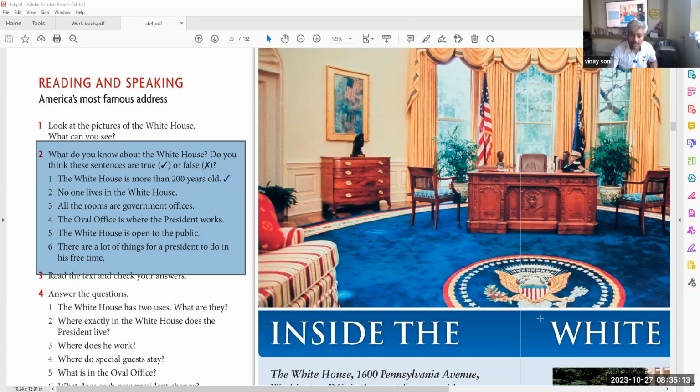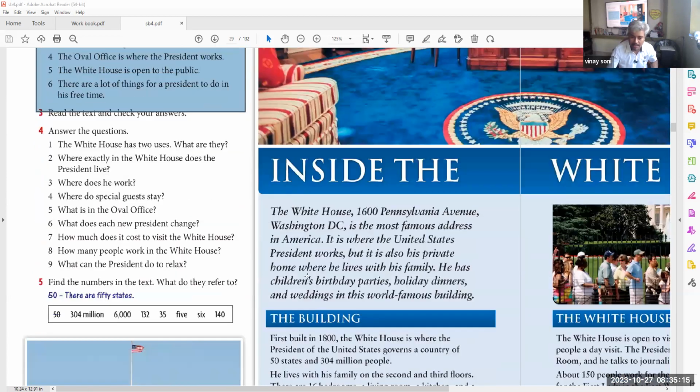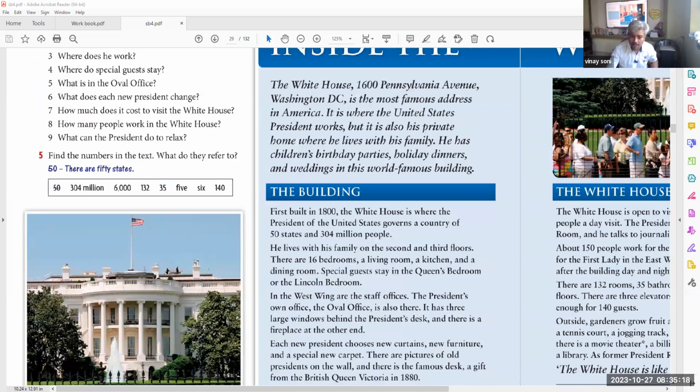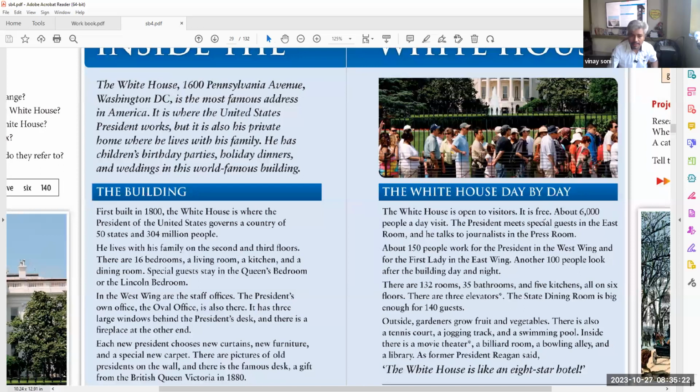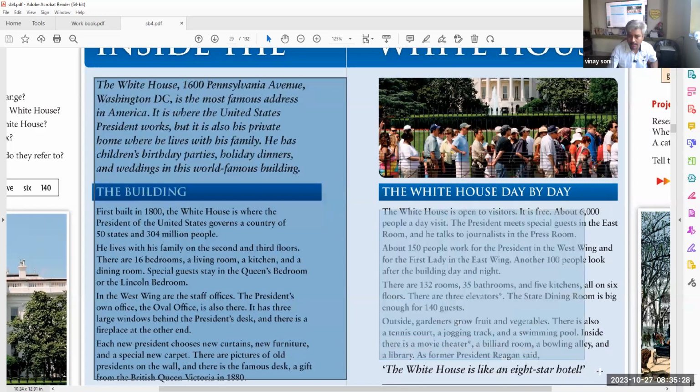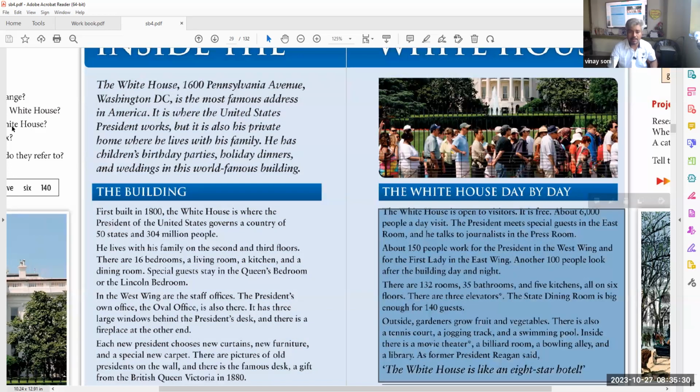Okay, now read the text and check your answers. अब पढ़िए text को. Okay, this is the text. Read the text on your screen. Read slowly, carefully. Read and check whether your answers are correct or incorrect, whether what you said was right or not right.